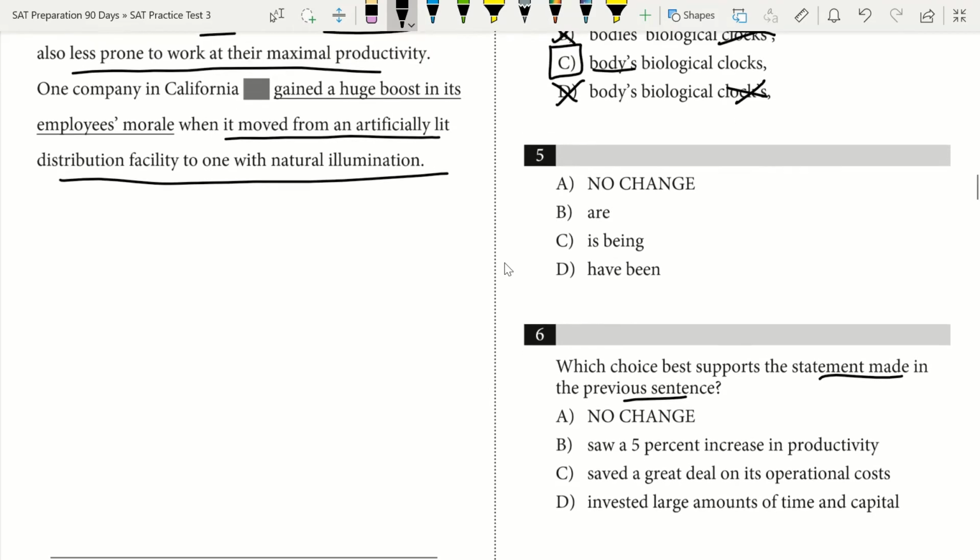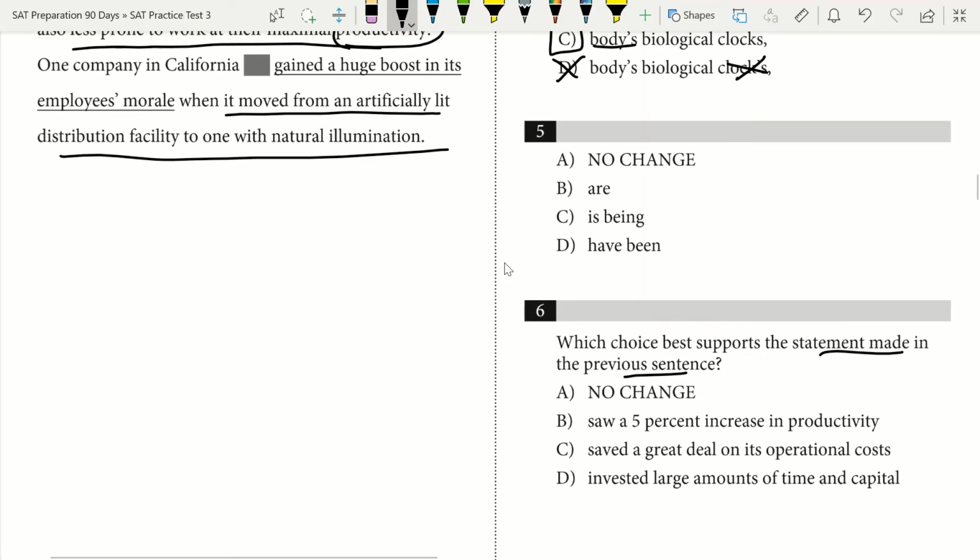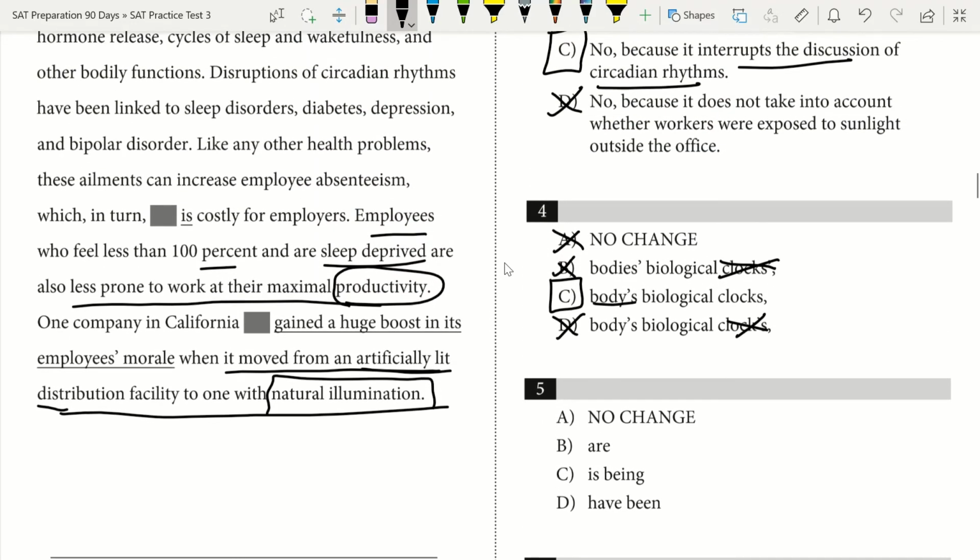Well, the best support here, in the previous sentence, we're talking about productivity. So we want to show that employers that are now having natural light rather than artificial light see a boost in productivity. So our correct answer there would be B, a 5% boost in productivity. All right, so let's go back and answer 5 real quick. I accidentally skipped over that one.